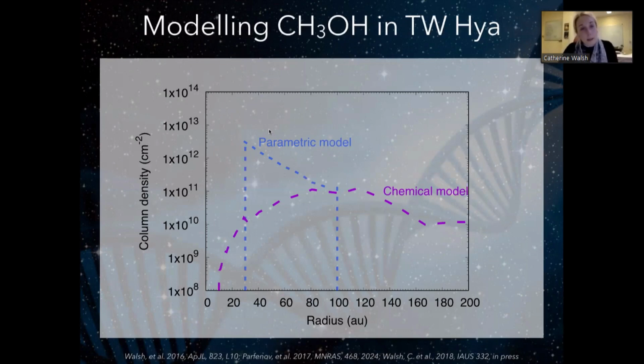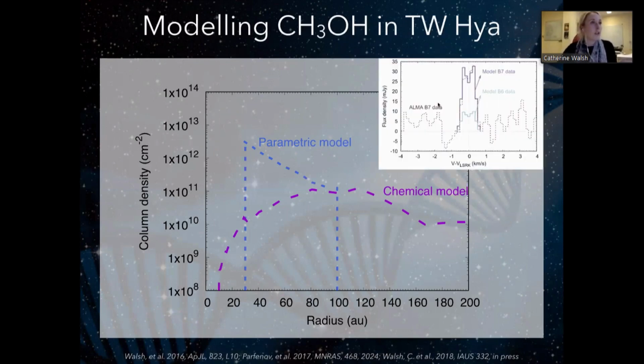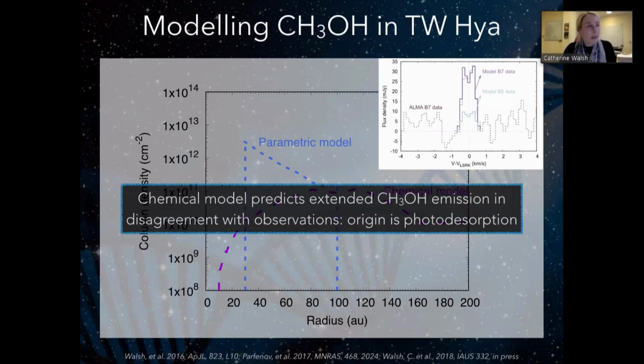When we compare that to a full bells and whistles chemical model where we have gas-based chemistry, ice chemistry, etc., you can see that it's this purple curve here, and we see a lower column density overall and a much more extended distribution. And just to remind you that the purple line here is our model fit to the data. So it appears that the models that we have predict extended methanol emission, which is in disagreement with observations.